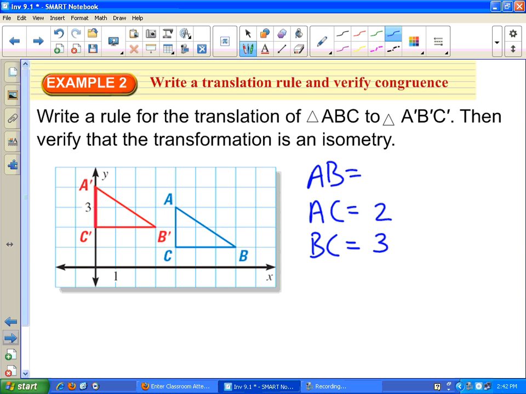And to find AB, we'll have to use the Pythagorean theorem because this is a right angle. We have 2 squared plus 3 squared, and I'll take the square root. 2 squared is 4, 3 squared is 9. 4 plus 9, 13.